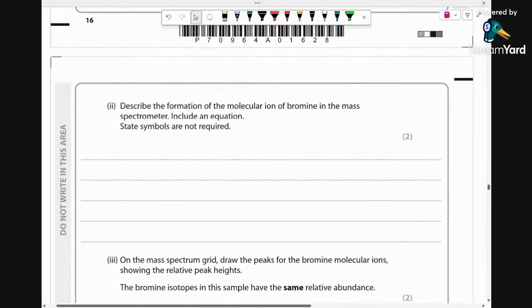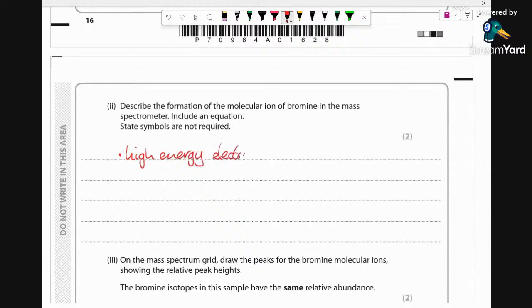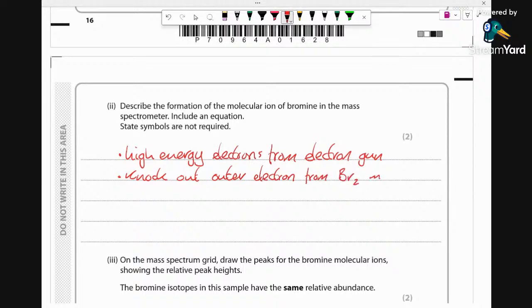Next, describe the formation of the molecular ion in the bromine in the mass spectrum. Include an equation. Cool. Okay, describe the formation of the molecular ion. High energy electrons from electron gun knock off outer electron from bromine molecule, Br2 molecule.